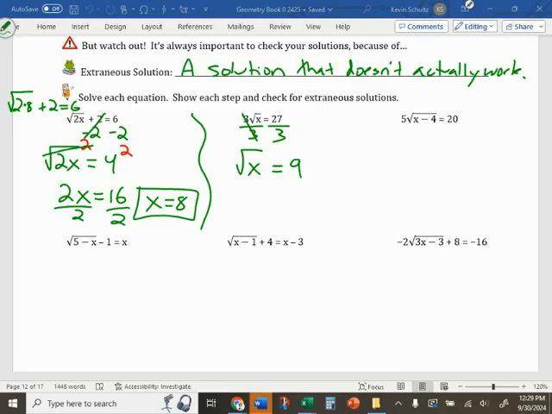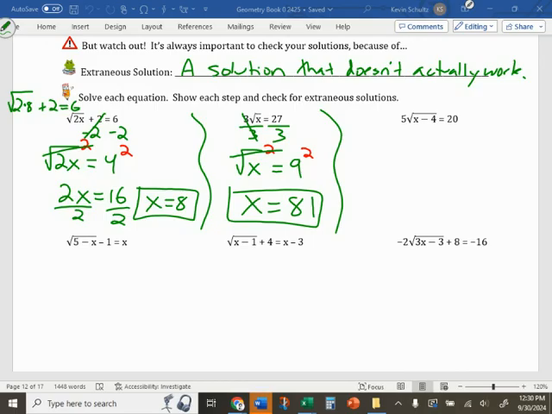Now, to undo taking the square root of x, we are going to square, and we do that to both sides. These operations cancel out, because squaring a root, opposite operations, undoes it, and 9 squared, x equals 81. I'm calling it. It worked. It's not extraneous.